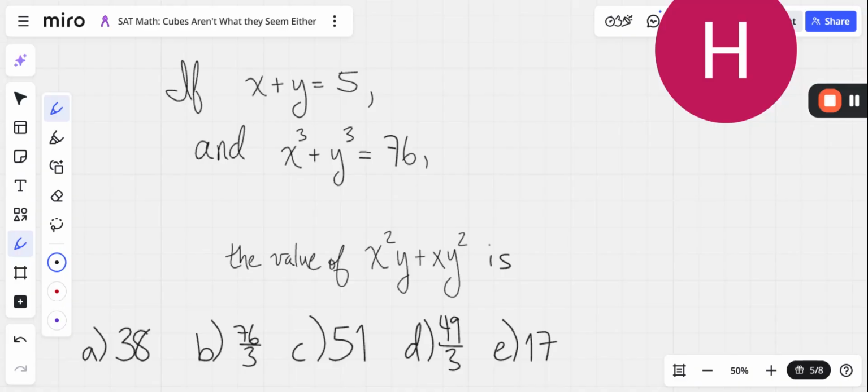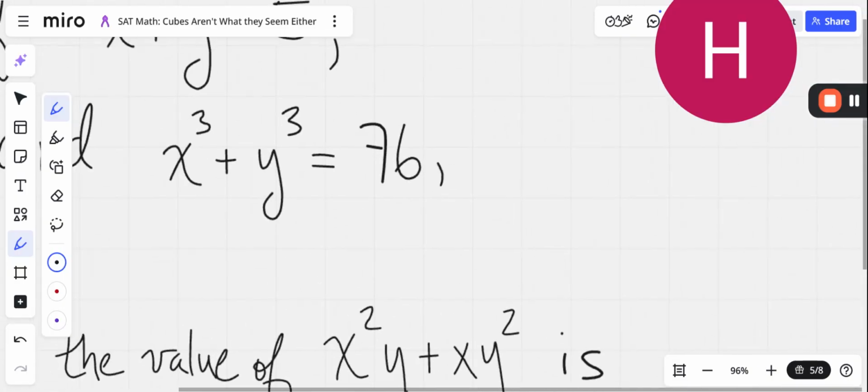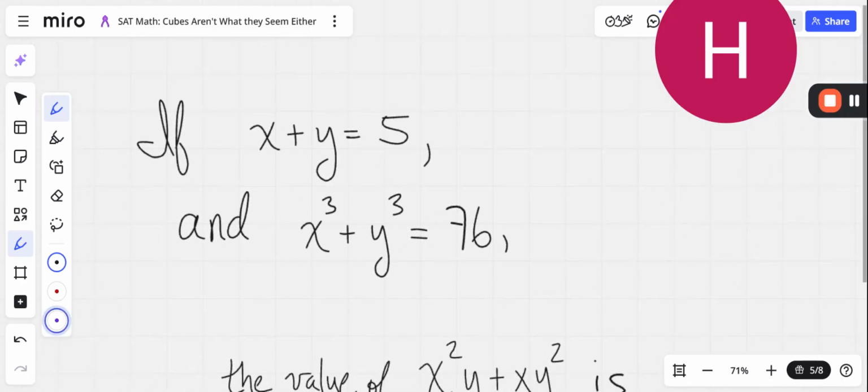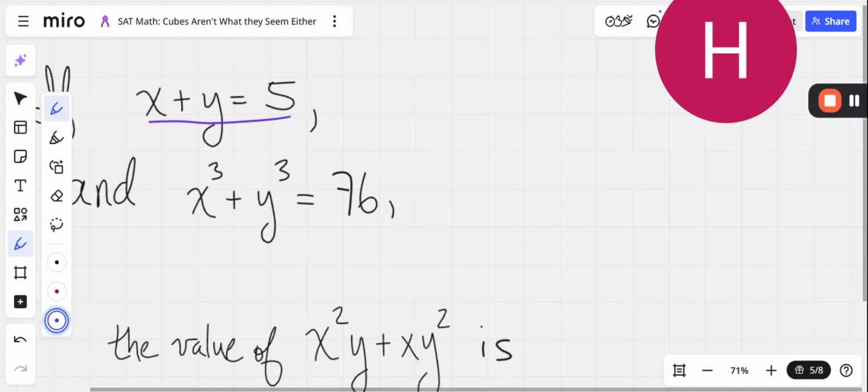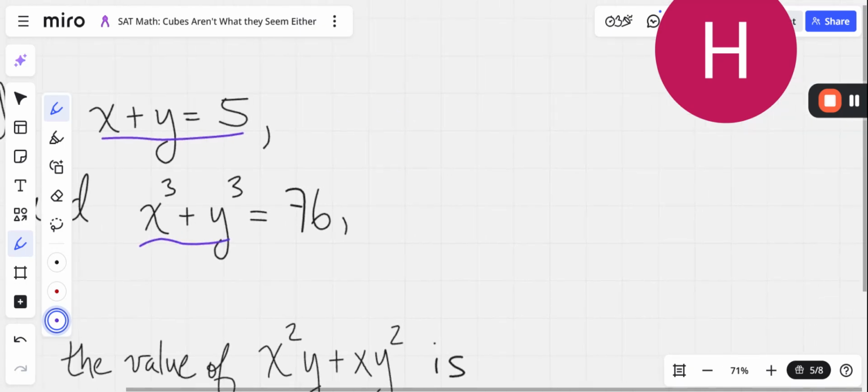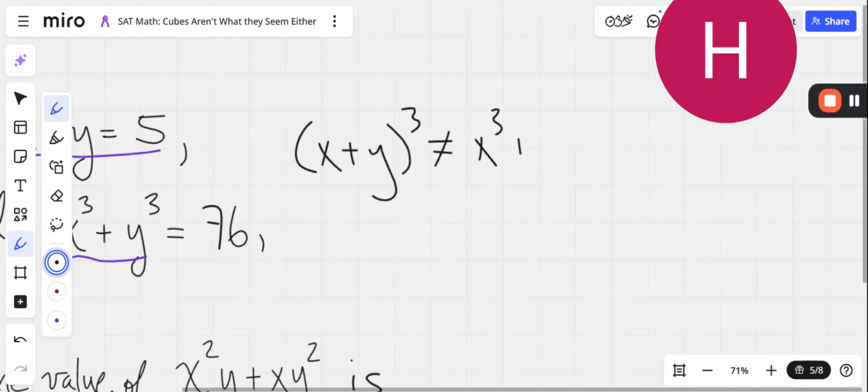Okay, it's time to get started here. And the callback to the previous videos is sort of emphasizing this idea that if we have x plus y equals 5, the question is, is it as simple as just cubing this to get x cubed plus y cubed? Now, if you think about it carefully for about 2 seconds, you should know that (x plus y) cubed is clearly different from x cubed plus y cubed. If x and y are non-zero, there's no way this is possible.